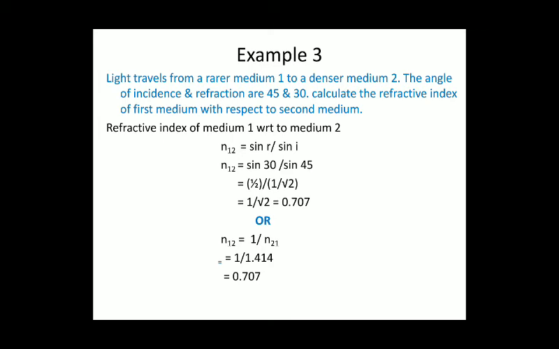Only the direction gets reversed. So directly putting the value 1 upon 1.414, which we have done in the previous slide, that is equal to 0.707. In both ways the answer will be correct. That is just a matter of what method, what formula strikes your mind at that moment.